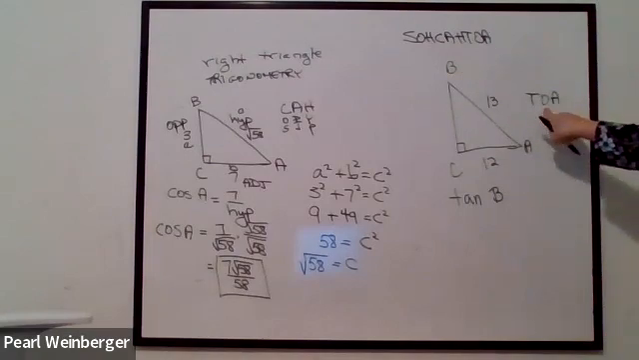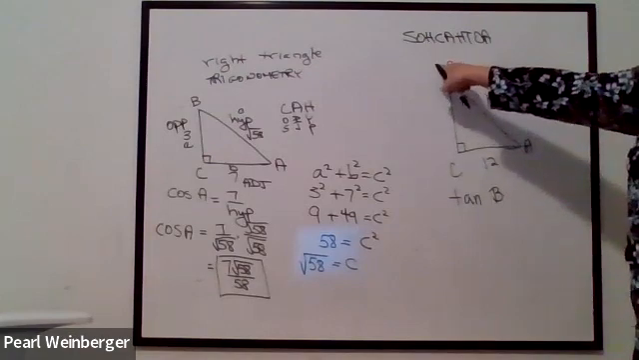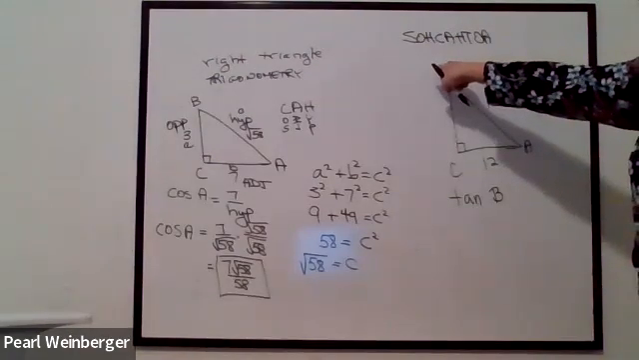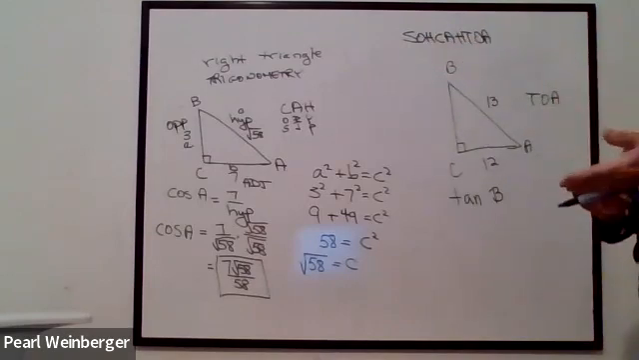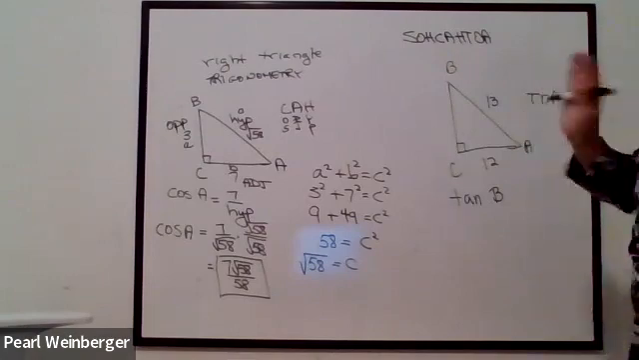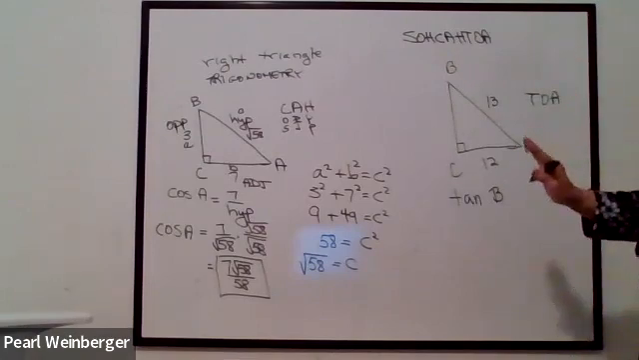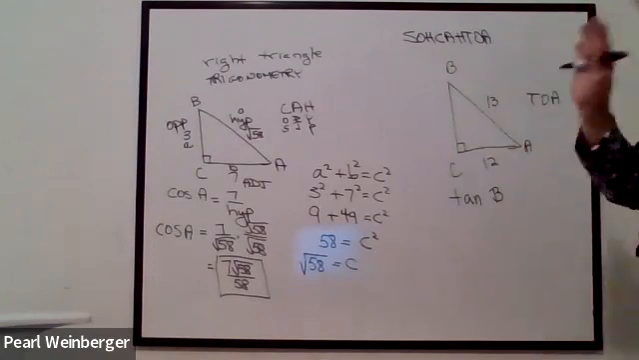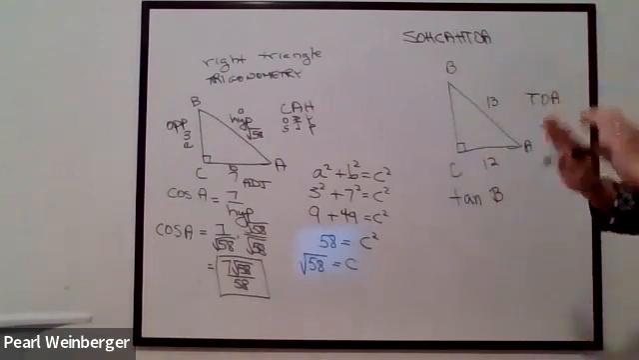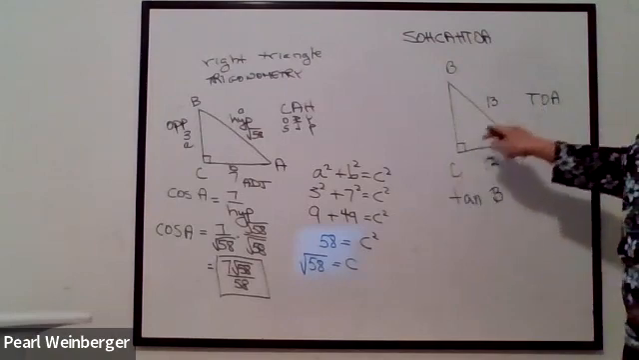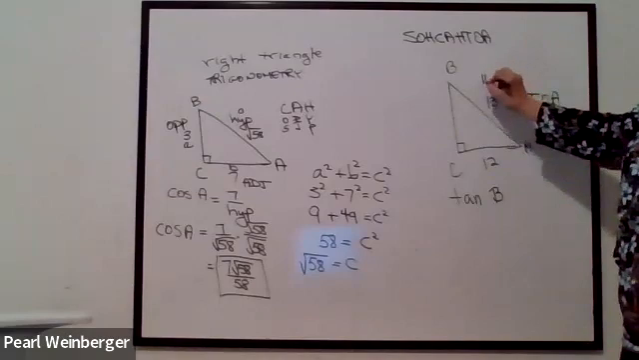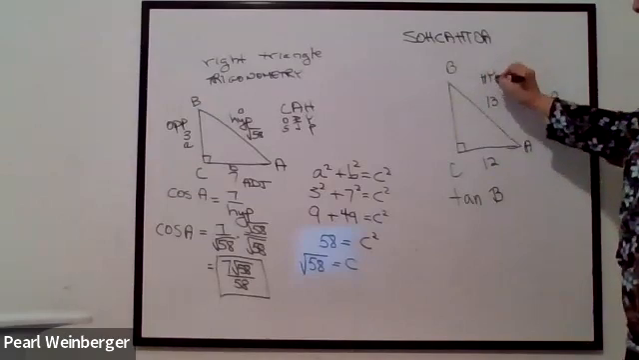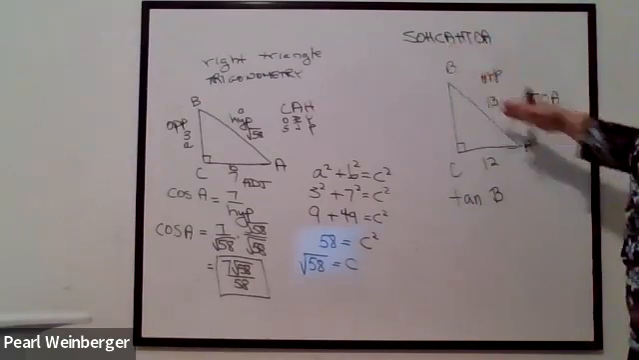Tangent is opposite over adjacent. So I have to go to angle B, which is all the way up here, and label the sides opposite, adjacent, hypotenuse. I always do that first, before I go into trigonometry. I want to know what is my opposite side, what is my adjacent side, what is my hypotenuse. I usually label the hypotenuse first, because it's always easy to tell. It's the longest side.